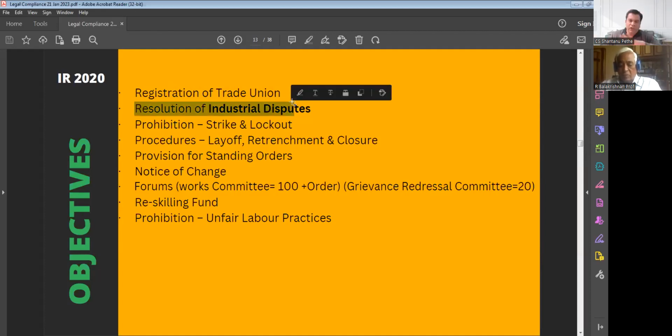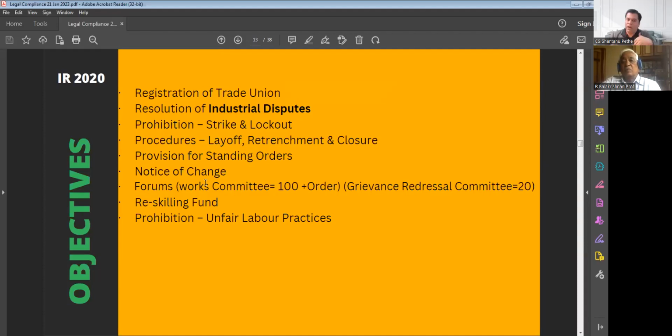Then, resolution of industrial disputes. If there is any dispute, then it will be resolved as early as possible. This is what the stress is on. Then prohibition of strike and lockout. There are very important provisions about strike and lockout, which I will cover here. Procedure for layoff, retrenchment, closure, provision for standing orders, and notice of change, which you have to give if there is any change in the terms and conditions of the worker.